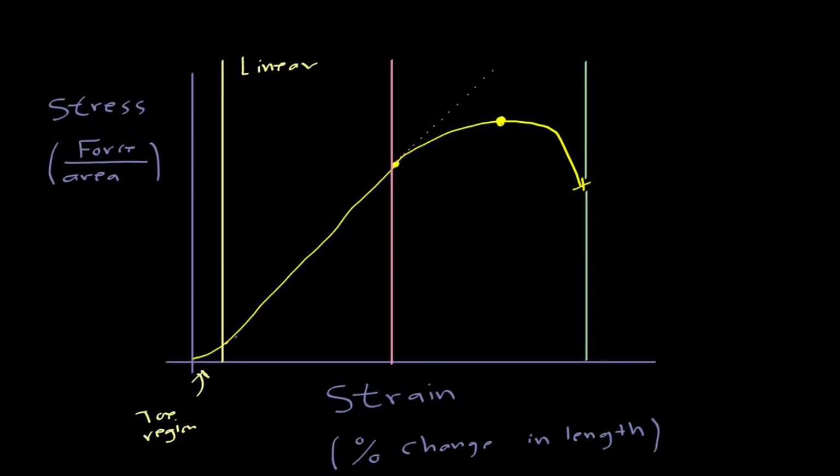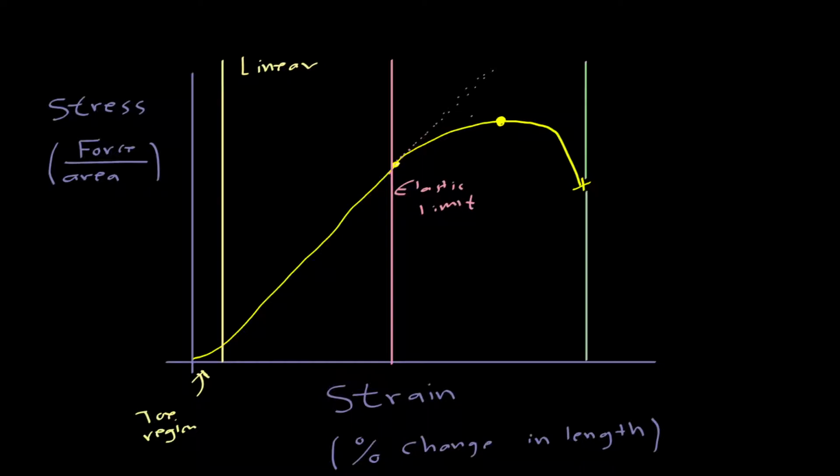And during this period, this linear region, it's behaving just like a spring, just like a spring in your suspension system in a car, just like a hair scrunchie or a rubber band, things you're very familiar with. Then once you get up to this point right here, which has a special name, the elastic limit, maybe I'll write that down. You start to deviate from that linear trend.